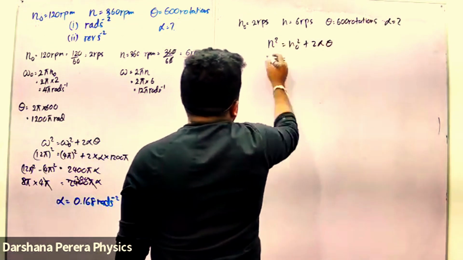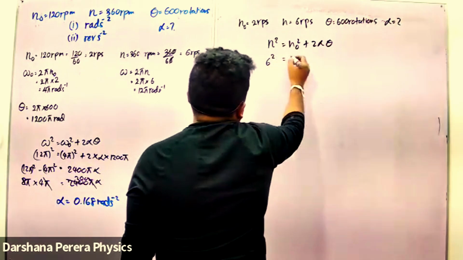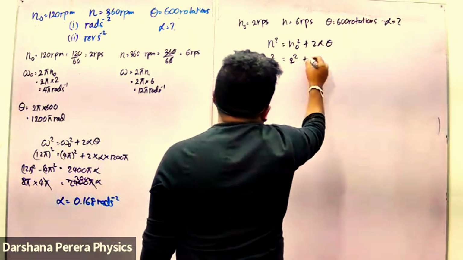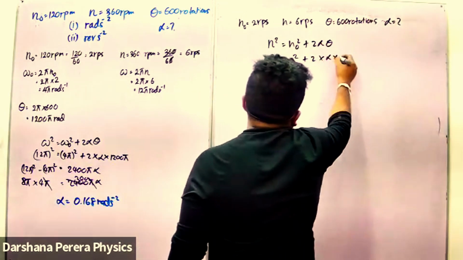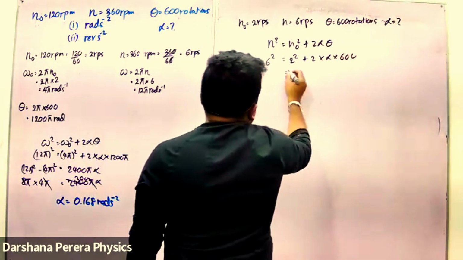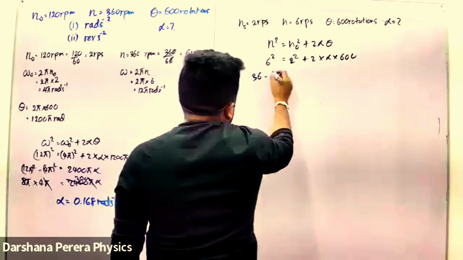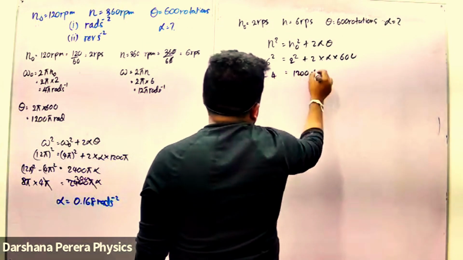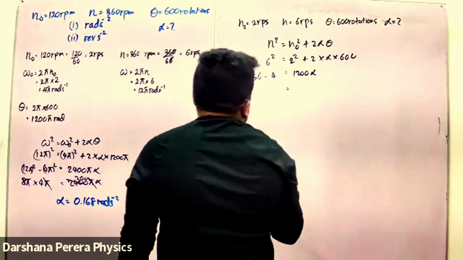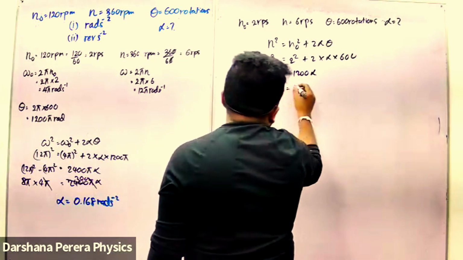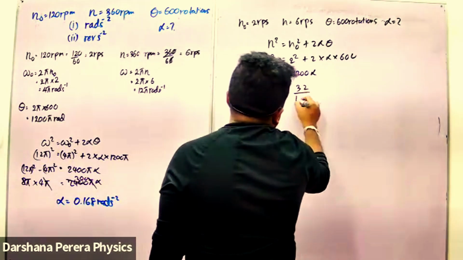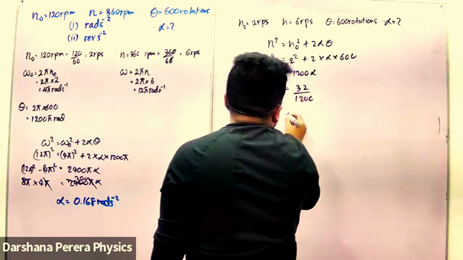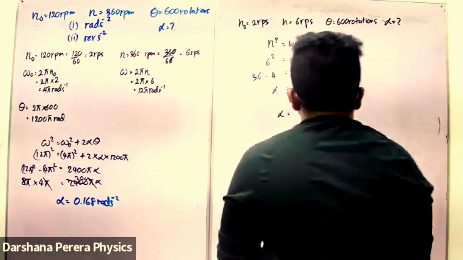It's very easy. n equals 6 square, n naught means 2 square, 2 into alpha into 600 rotations. That means 36 minus 4 equals 1200 alpha. Alpha equals 32 over 1200, right, alpha equals this one.